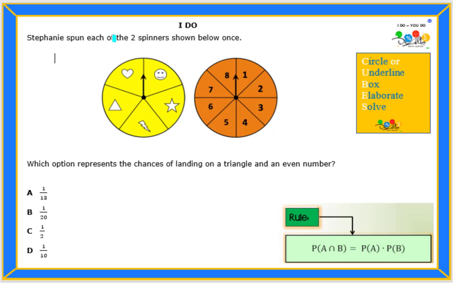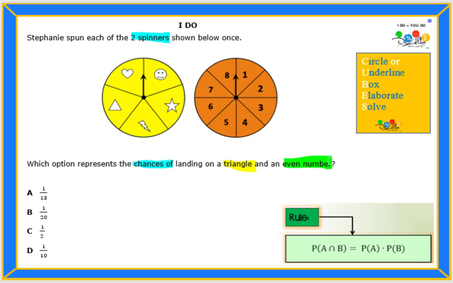Stephanie spun each of the two spinners shown below once. Which option represents the chances of landing on a triangle and an even number?